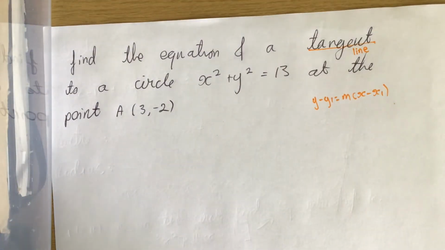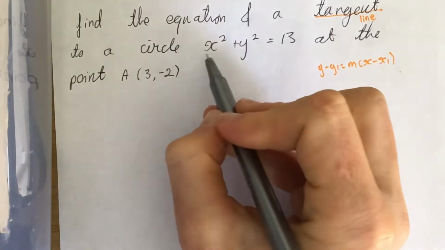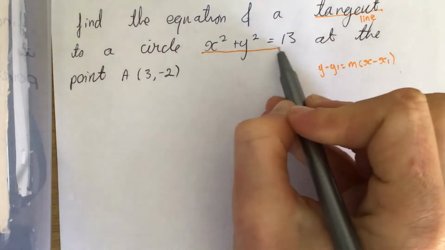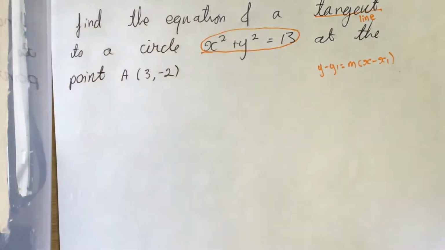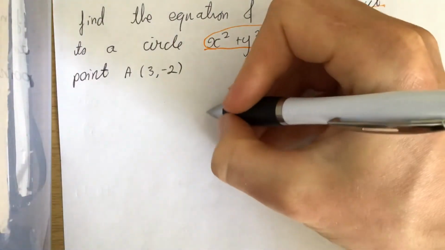Now it says, find the equation of the tangent to the circle x squared plus y squared equals 13 at the point 3 comma minus 2. So let's just draw this out. If we've watched the start of the video correctly, we would know that x squared plus y squared equals 13. That is a circle with a centre 0, 0. So we'll just draw it out.